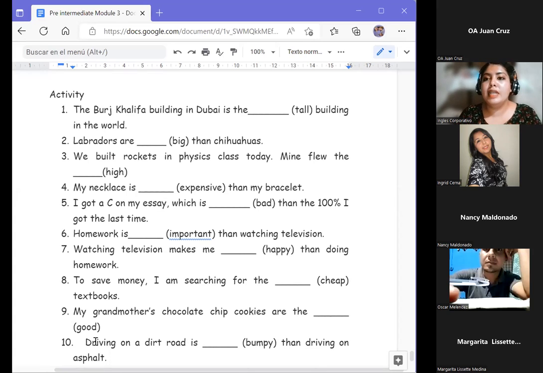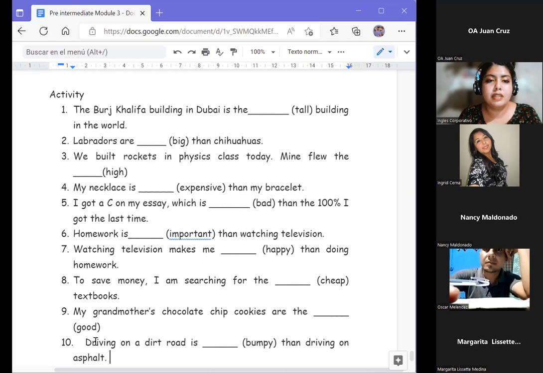Okay, we have here the 10 sentences, and we are going to read them, and then you are going to have some minutes to find the answers. That is kind of simple, because you need to follow the clues that we have for the information that we were learning about the comparative adjective and the superlative adjective. So, we have number one, the Burj Khalifa building in Dubai is the building in the world.